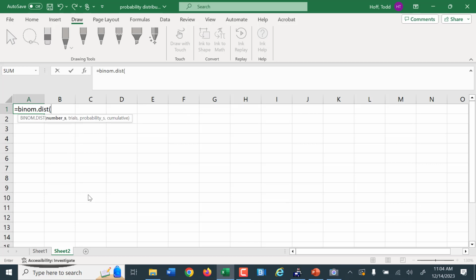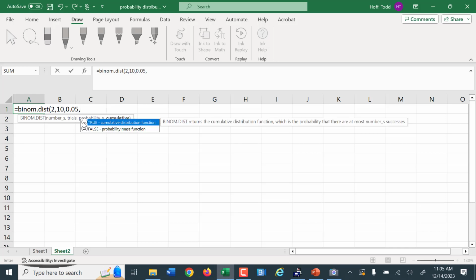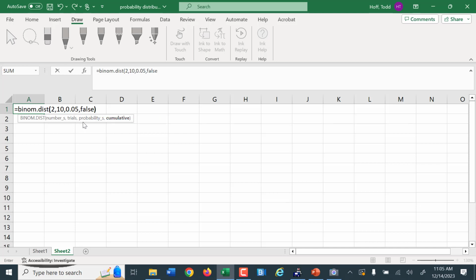Now, depending on whether your Excel is set up to give you these little hints, if you do the open parentheses, notice it tells us what we want. Number of successes, well, that was 2, comma, number of trials, that was 10. Probability is the probability of success on each trial, that's 0.05. And then cumulative, we're going to say false. We do not want it cumulative. False means we just want the value, the probability for that value of 2.